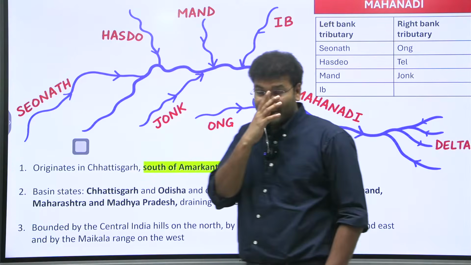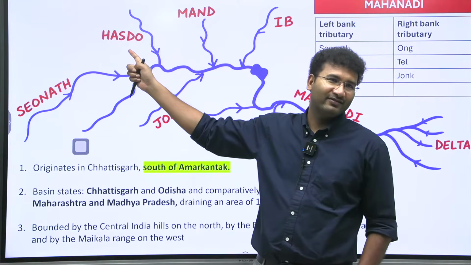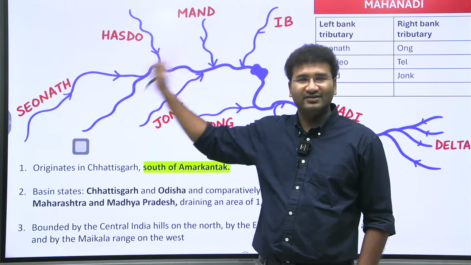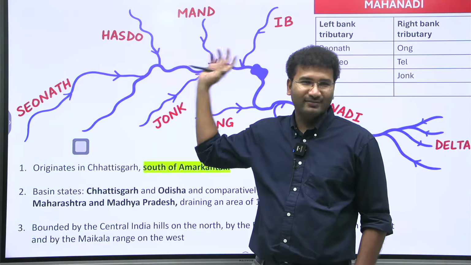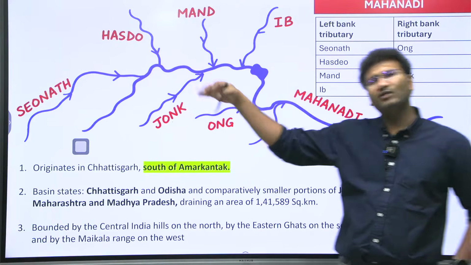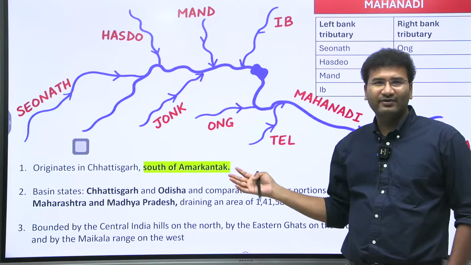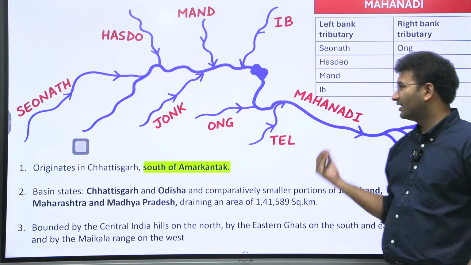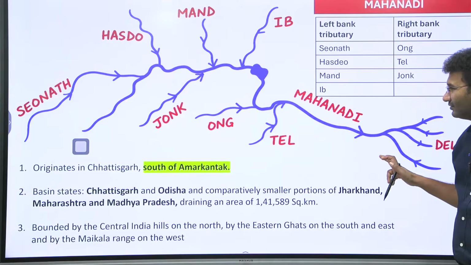First repeat after me the left bank tributaries of the river Mahanadi: Seonath, Hasdeo, Mand and Ib. These are the left bank tributaries. It originates on the eastern side of the Amarkantak Plateau, right? And the right bank tributaries are Ong, Jonk, Tel. Look here.